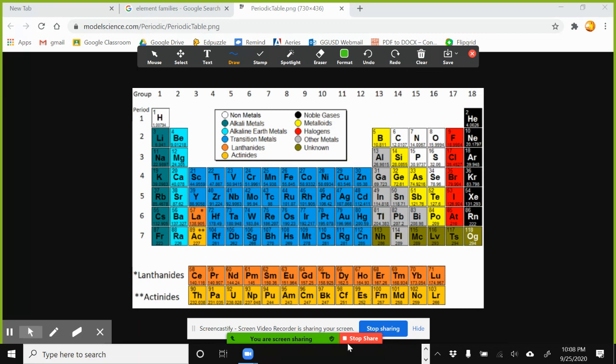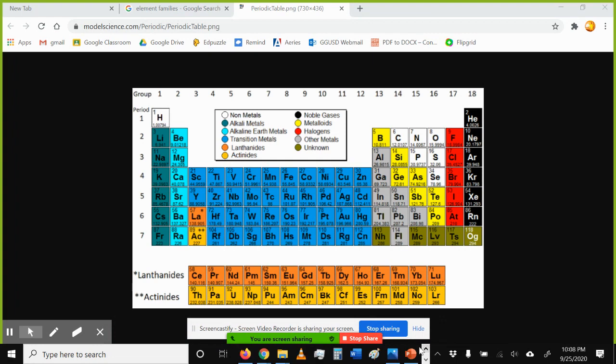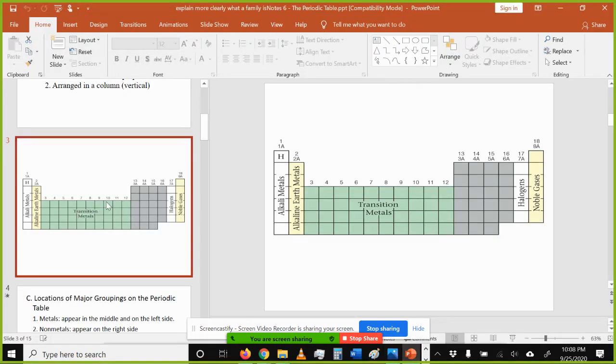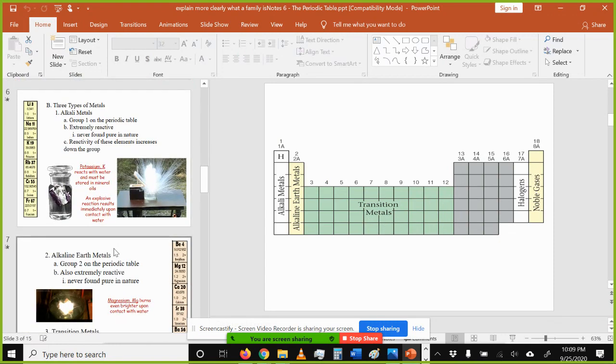So let's see. Just to switch over to this. Okay, so here's another view of the same thing. Alkali metals, alkaline earth, transition metals, halogens, noble gases. That gives you an idea where they are. There's one other thing to mention.